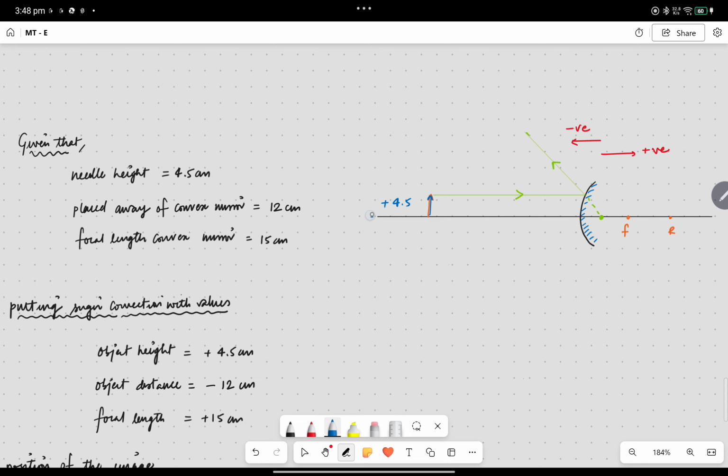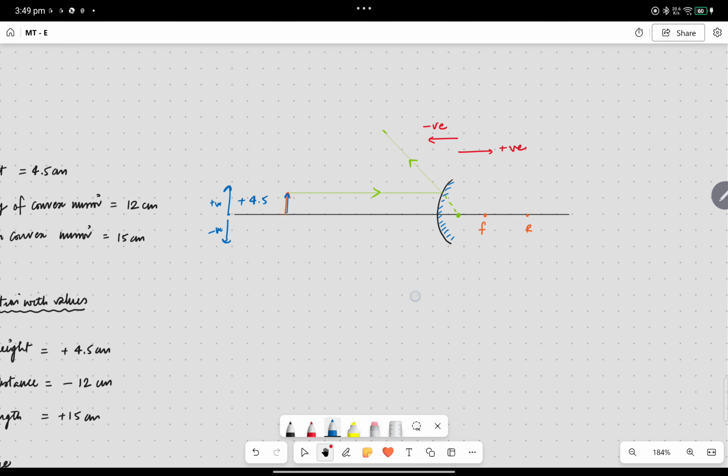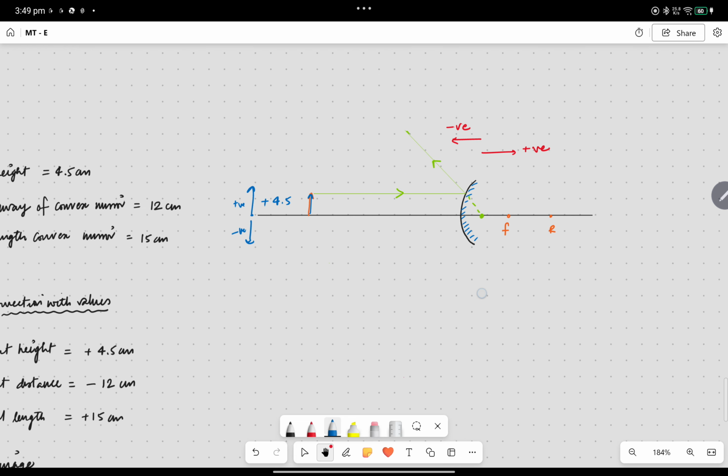Positive means it is above the principal axis, and negative means it is below the principal axis. If it is positive, it is above. If it is negative, it's below. Okay, that is for height. And what is for direction? The direction of the incident ray is always taken as positive for sign convention. And the opposite is negative, obviously, right?